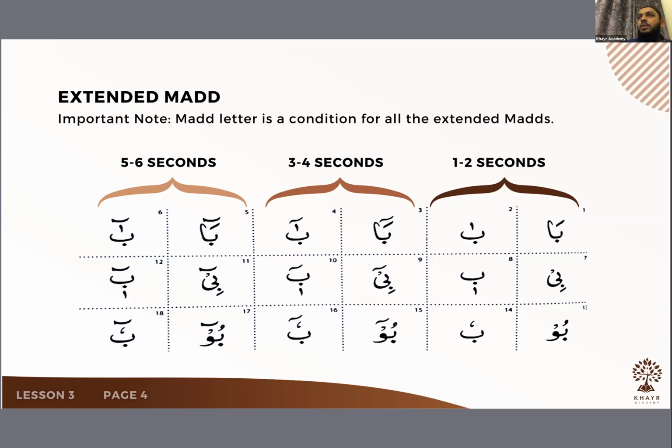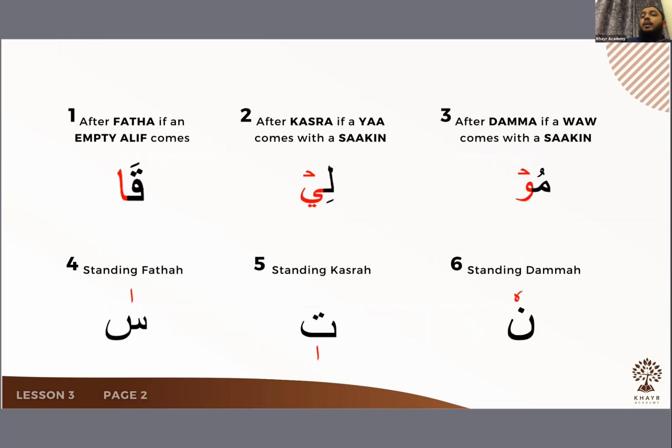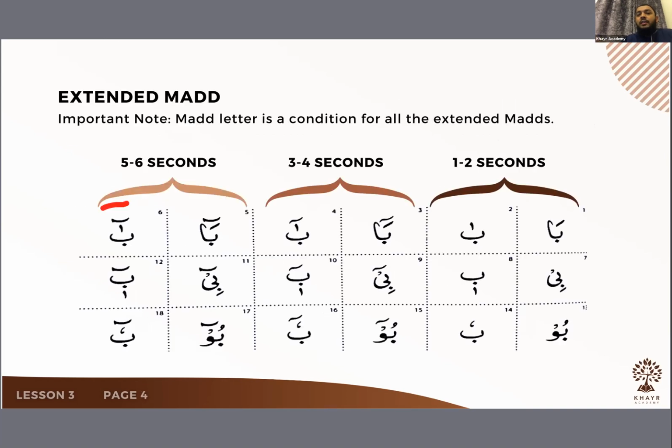So the main mad is madda asli, the real mad, which is after fatha an empty alif, after kasra ya sakin, after dhamma waw sakin, long fatha, long kasra, and upside down or inverted dhamma. These are the 6 main ones. The rest of the mad come on those. Sometimes if there's a shadda after it, it becomes another mad, like walad dallin. After you make it 4 seconds long, then you have to catch the shadda. That's a different mad, but we wouldn't really concentrate on that. As long as you know how long these signs are, that should be enough for you.